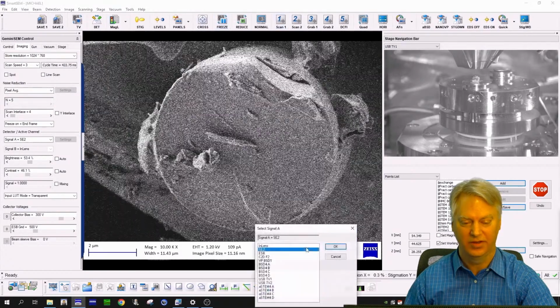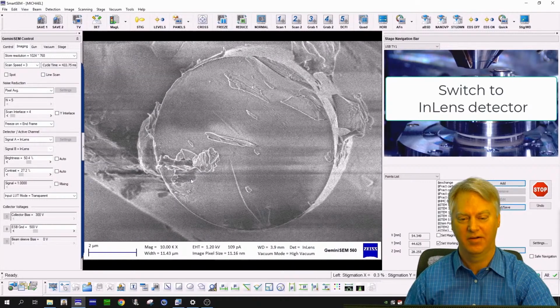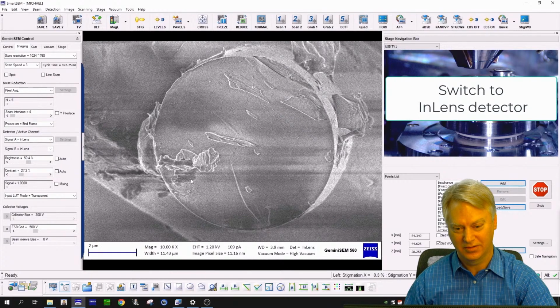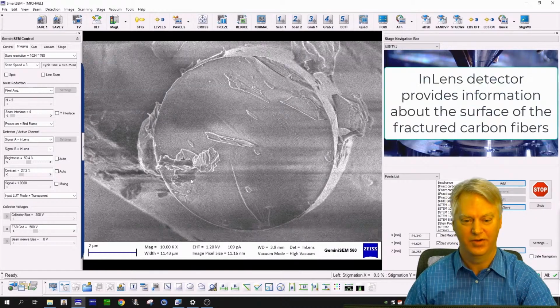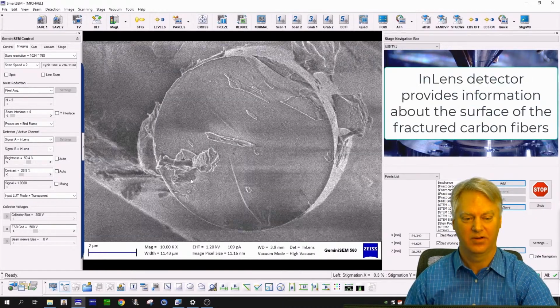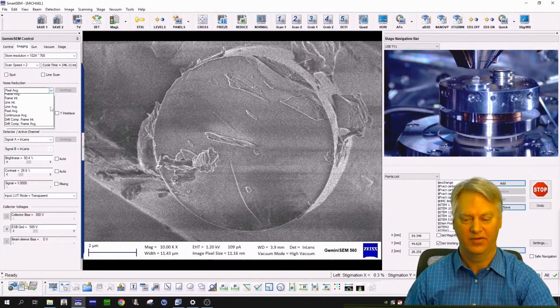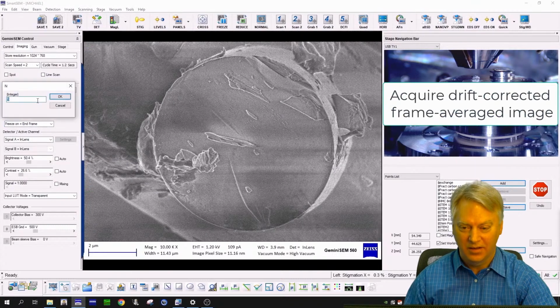Next, I'm going to go ahead and switch the detector to the in-lens, and we'll see immediately. Okay, so the streaks here are due to it charging. It's charging, discharging, and it's causing all this streakiness, which we really don't like as part of our image. It does provide surface information of the fractured carbon fibers, which we would like to have in addition to our topographical information that we were getting.